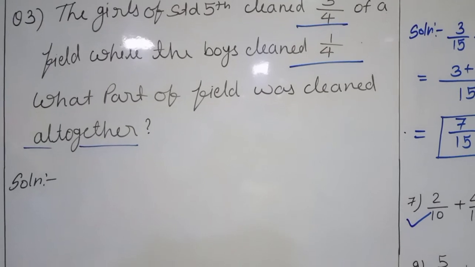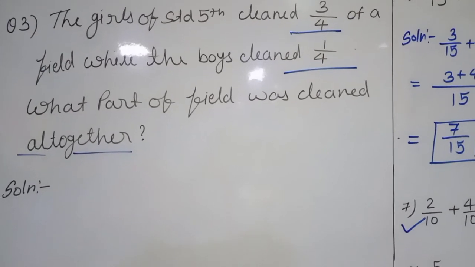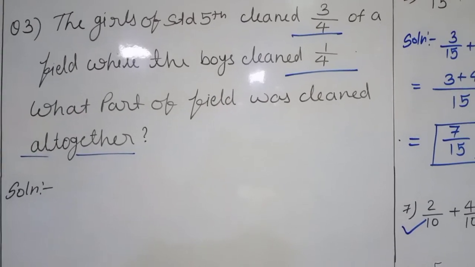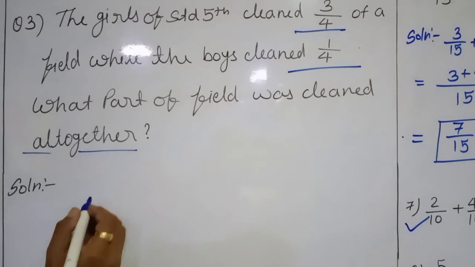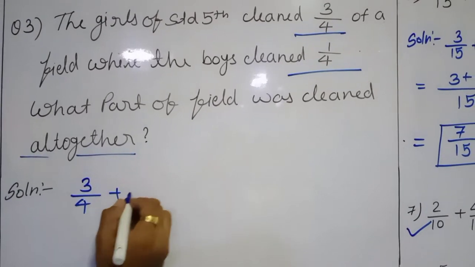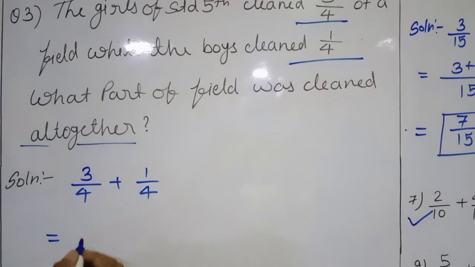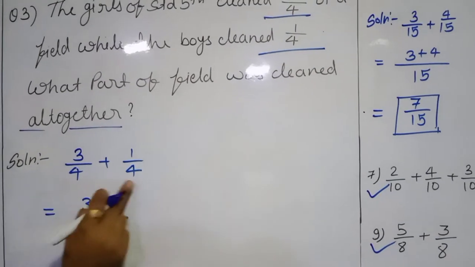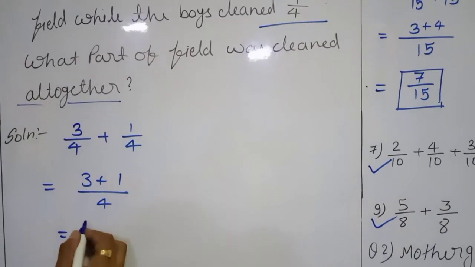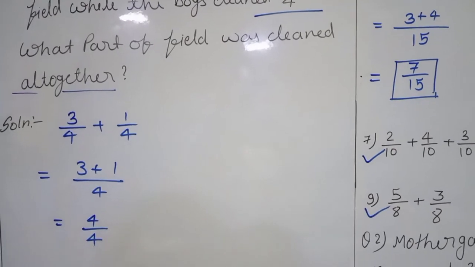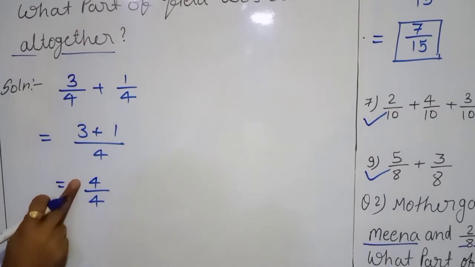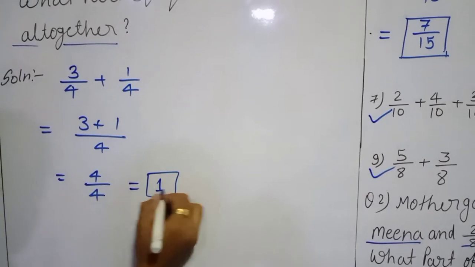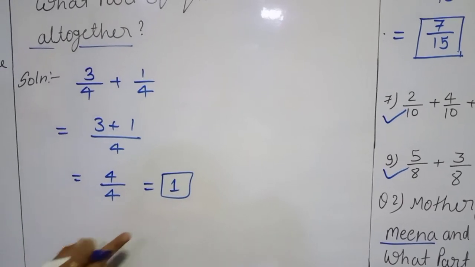How much did the girls clean? 3/4 part, and the boys cleaned 1/4. So altogether, all the students of the 5th, boys and girls, how much did they clean? It becomes 3/4 plus 1/4. So add the numerators, 3 plus 1, and the denominators are the same, so we write it commonly: 4/4. We learned that when the numerator and denominator are equal, the value is 1. 1 means the whole ground. So this will become the answer.